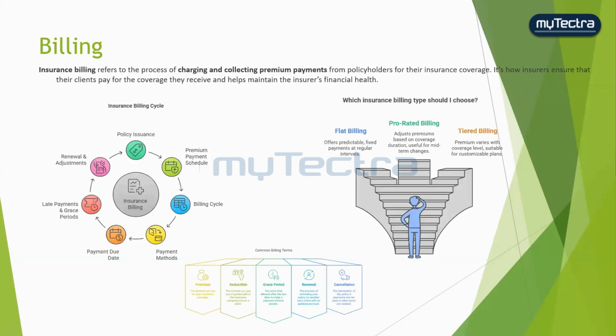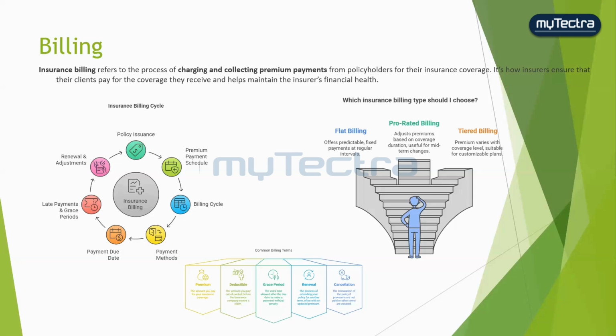Then we moved on to insurance billing. This tells how the premium is collected, because insurance billing is primarily catered around premium collection. It starts with the policy issuance, the premium that is collected, then the schedule for regular premium payout, the billing cycle, the payment method, then the payment due date. Late payment and grace period are also touched upon. Then you go into renewals and adjustments, and the cycle continues.